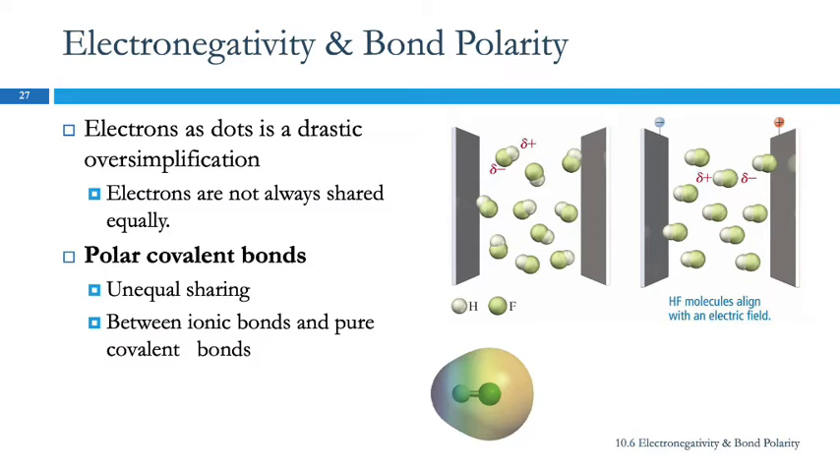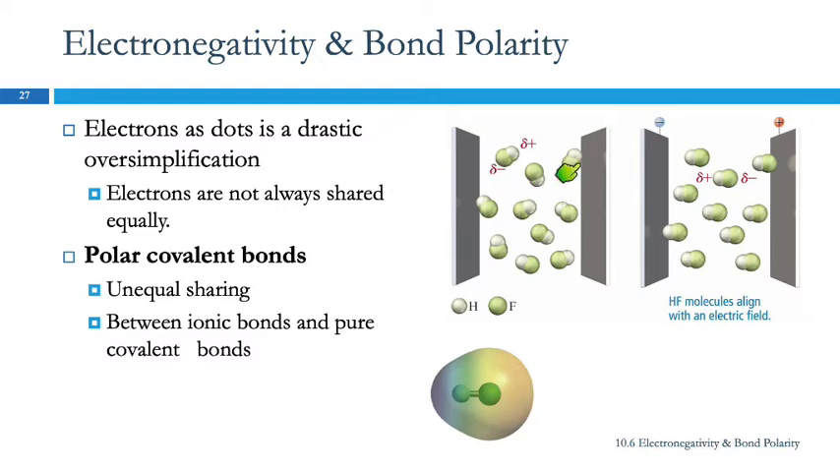It's not that the electron has been transferred. There's not a +1 and a -1 charge, but there's like a partial charge. And we can indicate that with this lowercase Greek delta. It's a partial positive charge on that end, partial negative charge on this end. So all of these molecules have one end that's a little positive, one end that's a little negative.